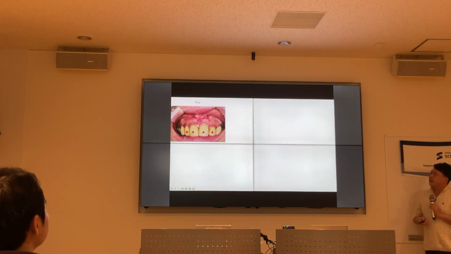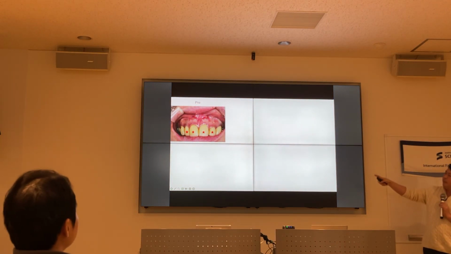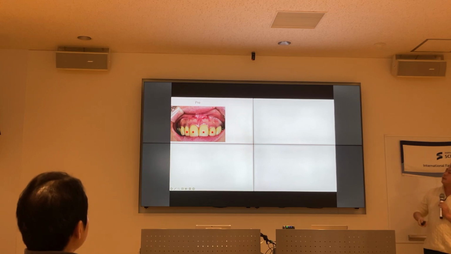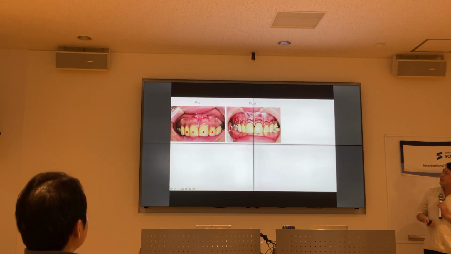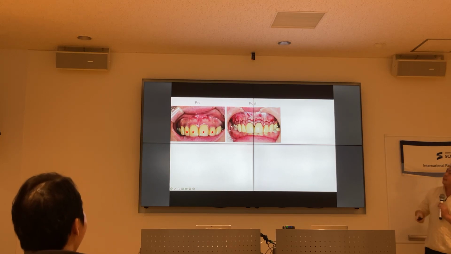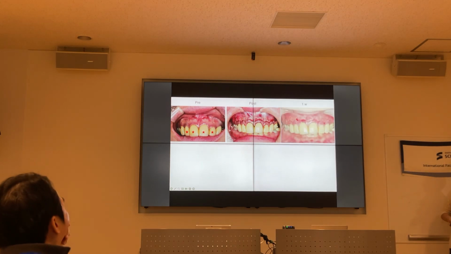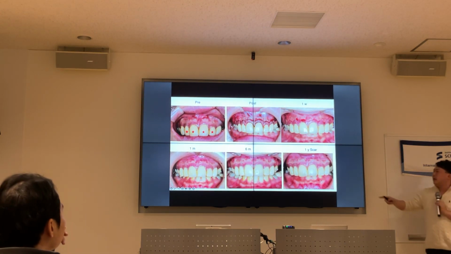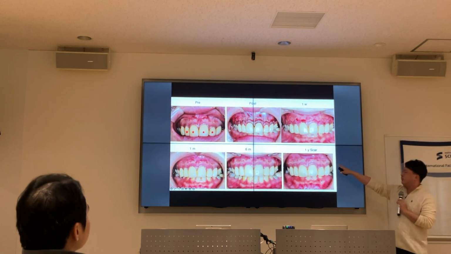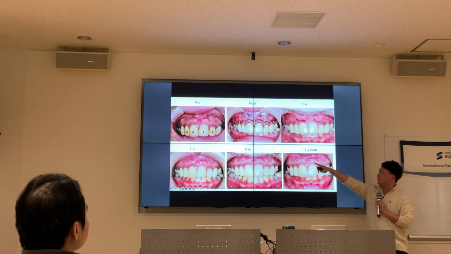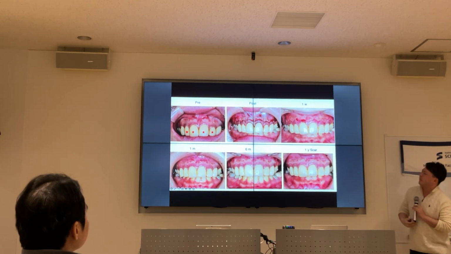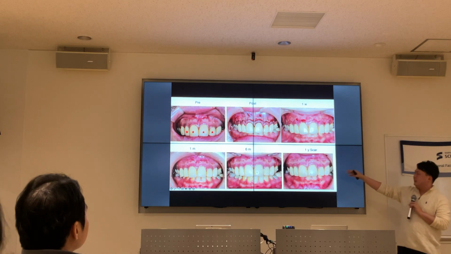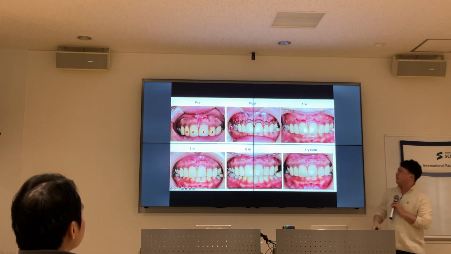This case is a submarginal incision. The operating site is these 4 anterior teeth. This is before surgery. The suturing is very, very hard in this incision technique. This is 1 week, 1 year. After 1 year, here is a scar. This is a typical feature of a submarginal incision.